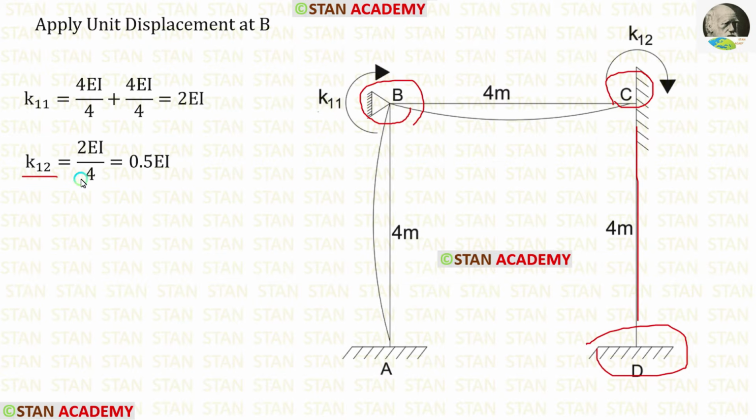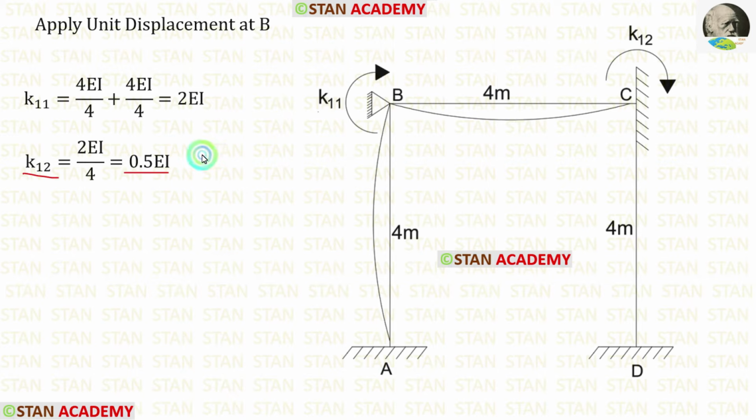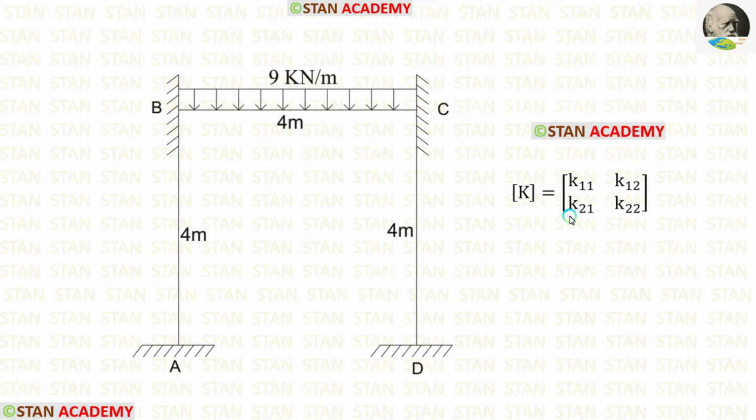If the far end is hinged, the formula for the stiffness is 2EI upon L. Length of CB is 4. Let us apply that. Finally, for K12, we are getting 0.5 EI. In the stiffness matrix, now let us find the second row.